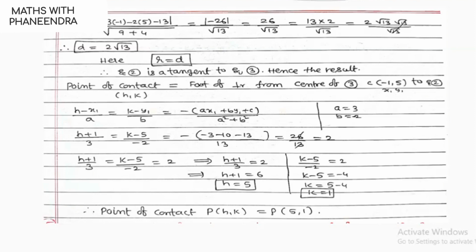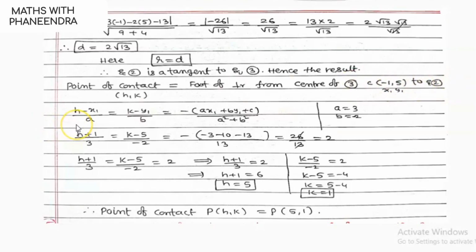They are asking to calculate the point of contact. So let us consider the point of contact be h comma k. The circle center is minus 1 comma 5, so this is x1 comma y1. From this circle center to the line 3x minus 2y minus 13 equal to 0, that equation is a tangent. For that we can calculate a point of contact. That means point of contact is equal to the foot of perpendicular from the center of circle 3, that is C of minus 1 comma 5, to the equation 2.